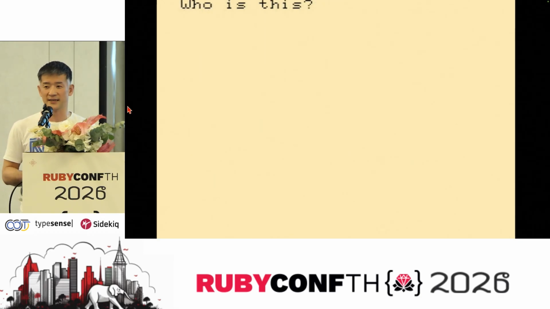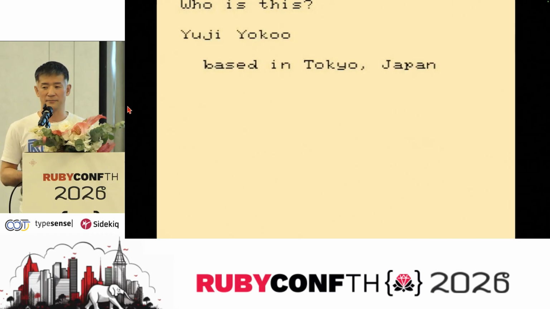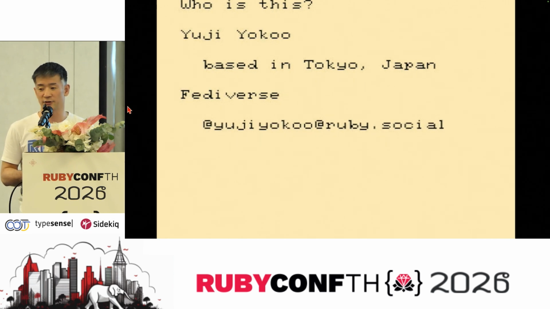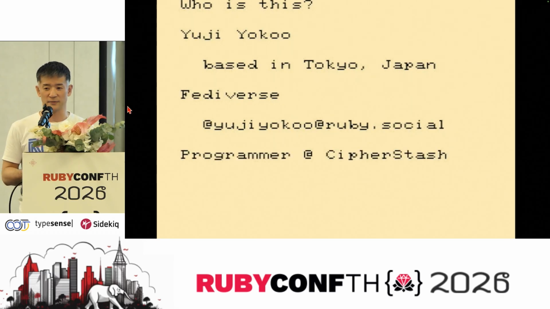So, and again, who is this? The person sitting and talking, this is Yuji, and I'm based in Tokyo, Japan. You can find me on Fediverse at Yokoo at ruby.social if you are in the Fediverse. And I'm a programmer working at an Australian startup called CipherStash.